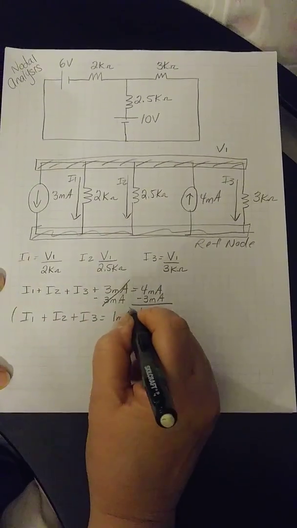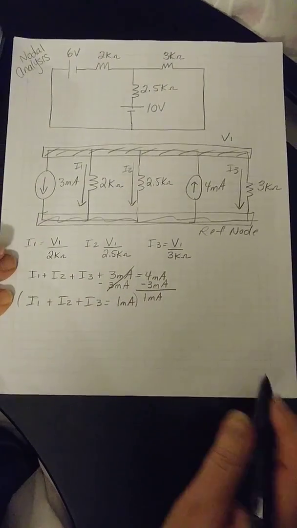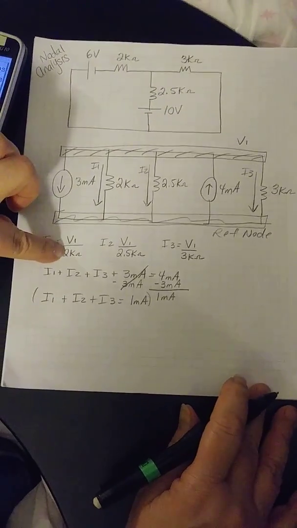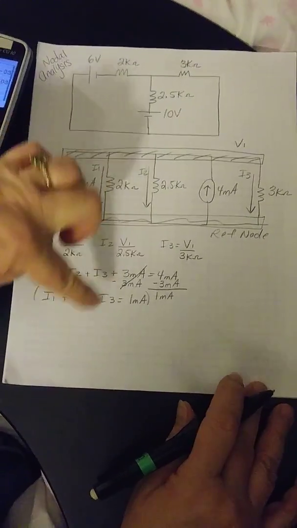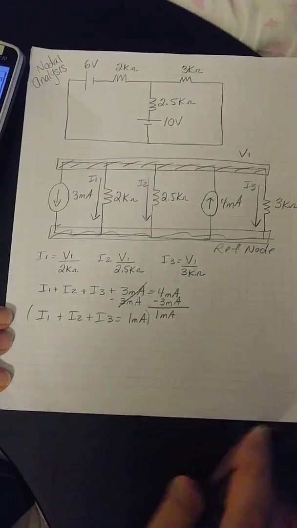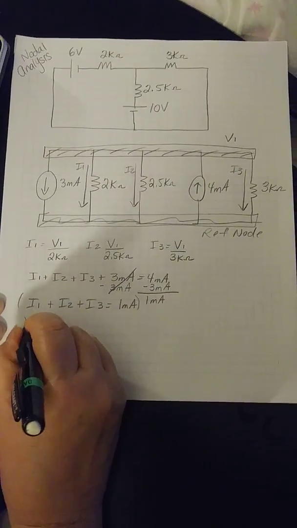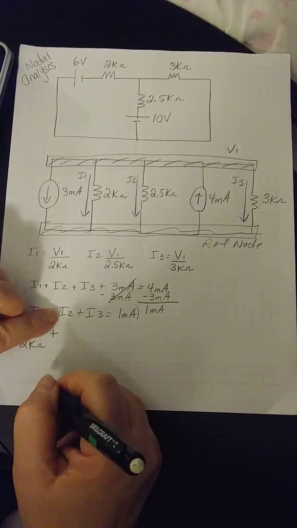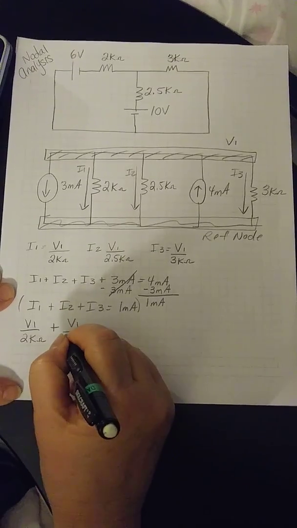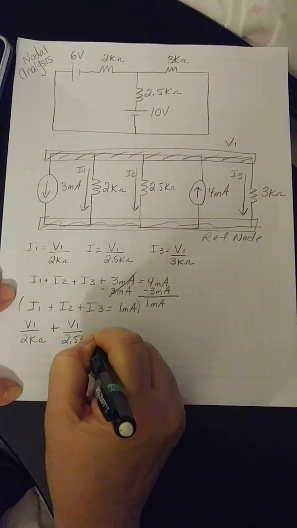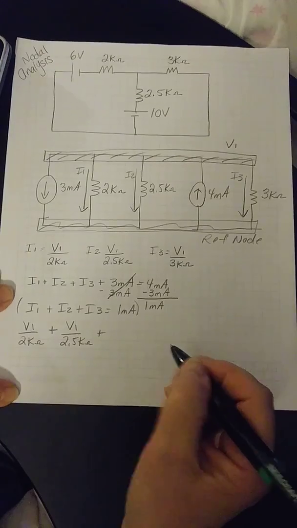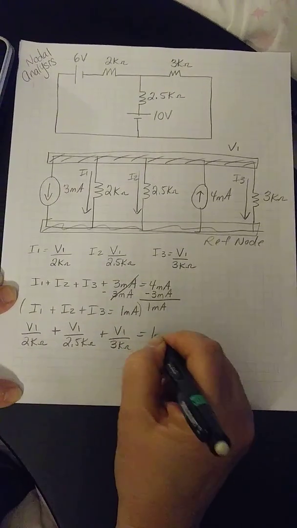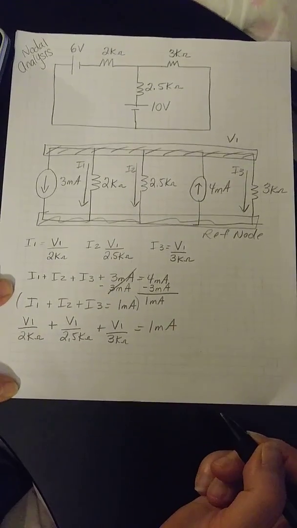That's our equation. So now we have to substitute what we've defined as I1, which is V1 over 2K, and I2 as such, and I3. We're just substituting them. So I1 is now V1 over 2K ohms, plus I2, which is V1 over 2.5K ohms, plus I3, which is V1 over 3K ohms, equals 1 milliamp.